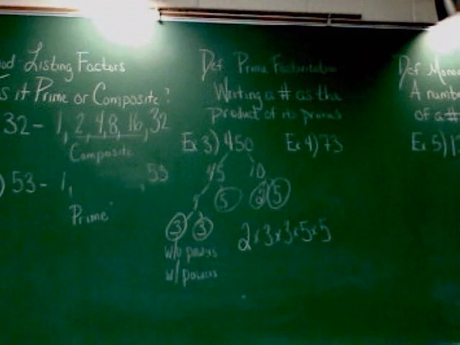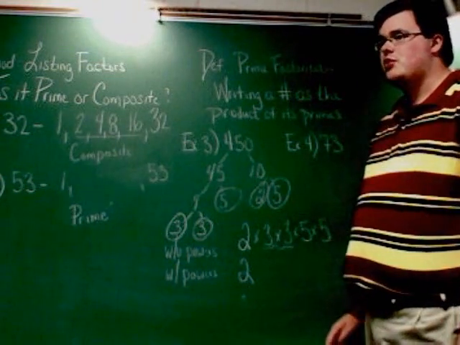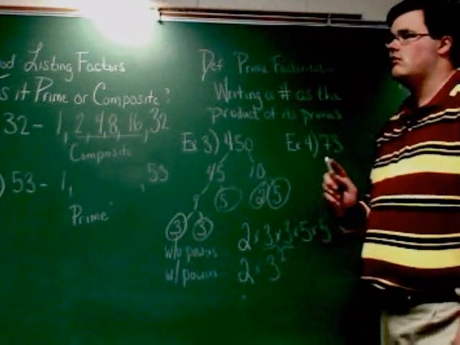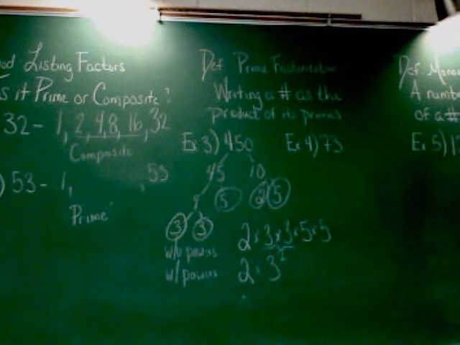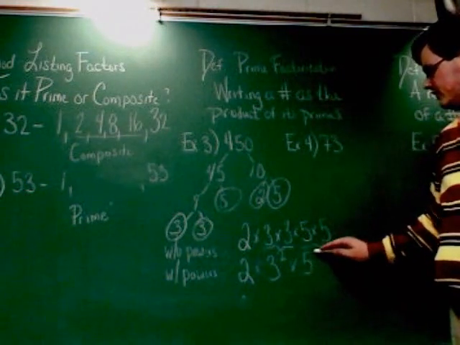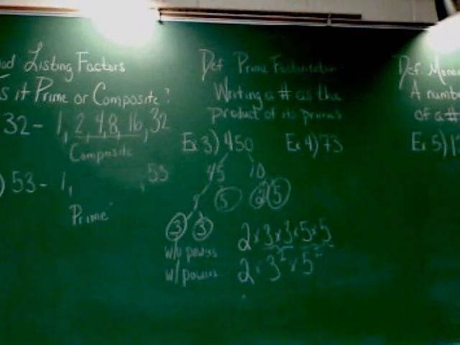The other way you can write it is with powers. Okay, and this will save you some writing, especially if a number comes up a bunch of times. It shouldn't. All right. There's only one 2, so I can't do anything with that. But since there's 2 3s, I can change that to times 3 squared. Okay. Since there's 2 5s, I can change that to times 5 squared. That would also be an acceptable prime factorization.